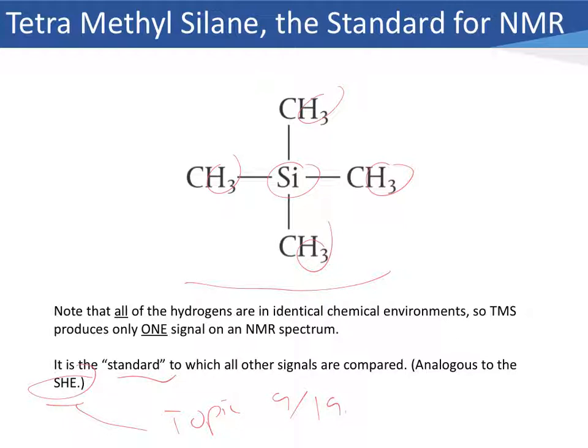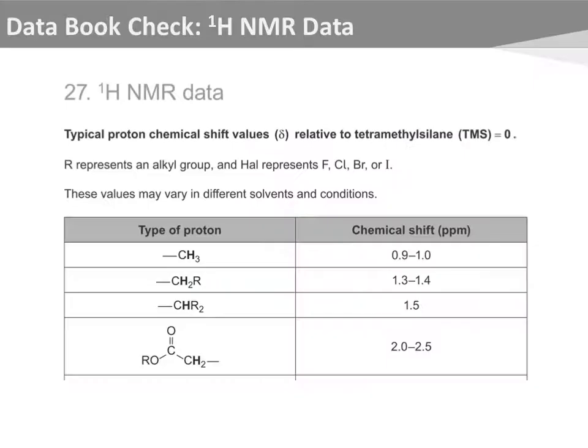This was chosen because of where it ends up being on the spectrum, as we'll see. And all other molecules are compared to it. Your data booklet actually gives you NMR data, and we will look at the types of protons or types of hydrogens here in the left column, and then the chemical shift on the right. And this chemical shift will make sense when we start looking at spectra. This is all relative to TMS having a value of 0.